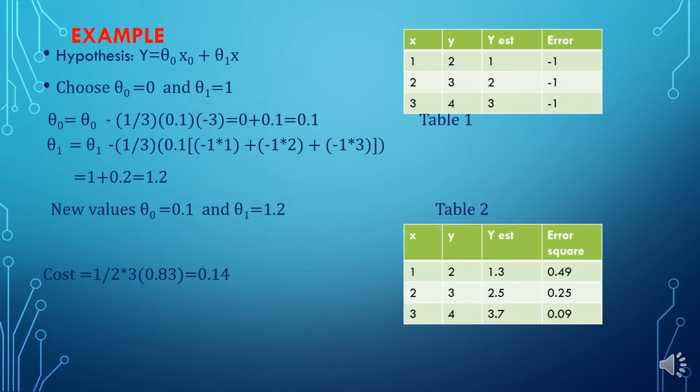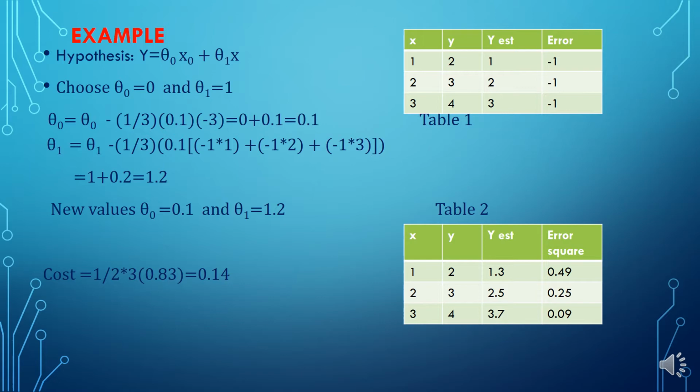We select the initial values as theta naught is equal to 0 and theta 1 is equal to 1. Now we find the estimated value for each of the x for these two values of 0 and 1. That is given in the third column of table 1. So here, because theta naught is equal to 0, y is equal to theta 1 x. So the y estimated for each of the x is x itself. For 1 it is 1, 2 it is 2, and so on.